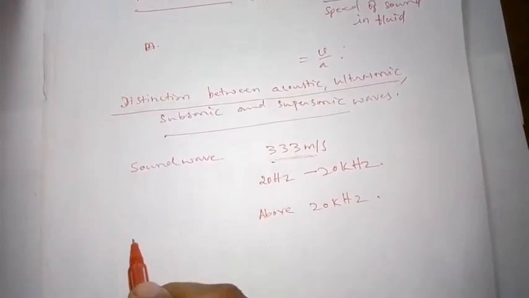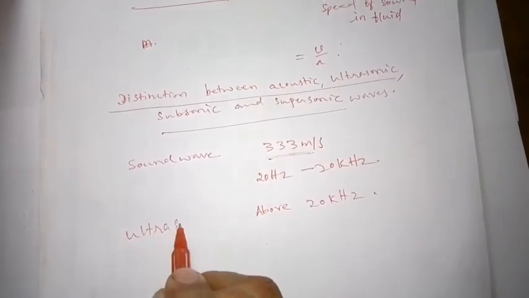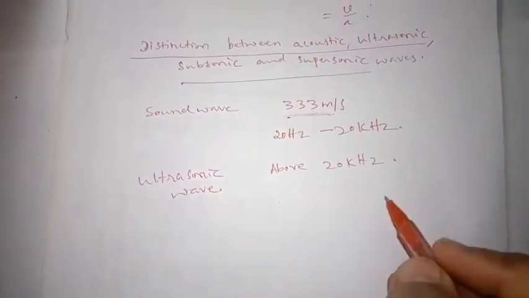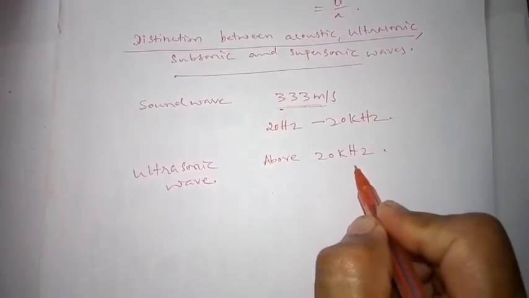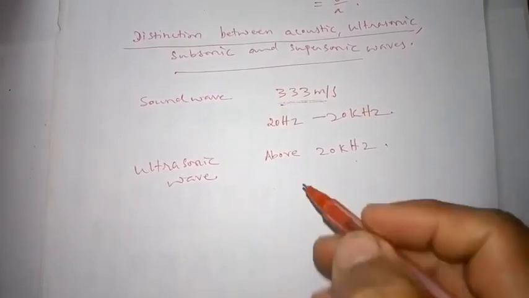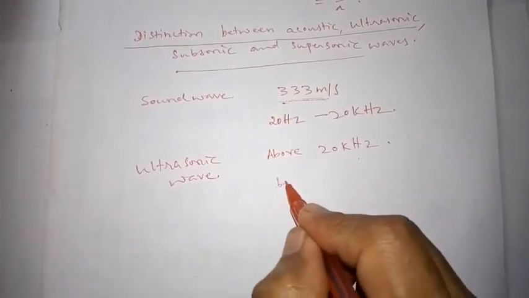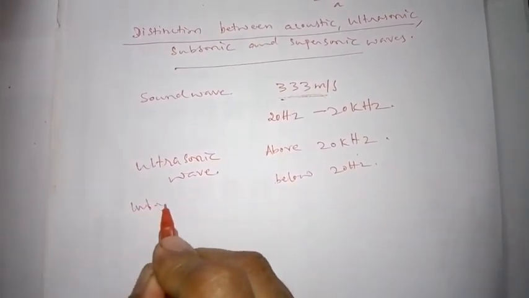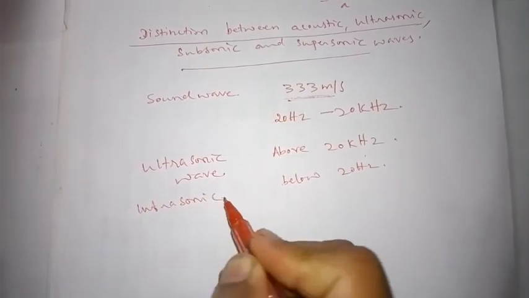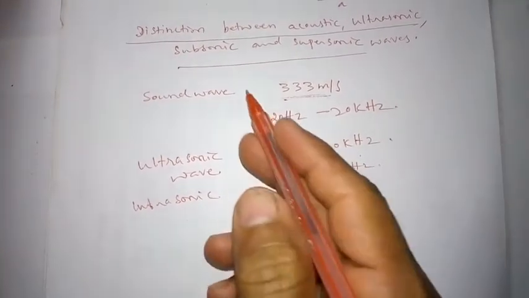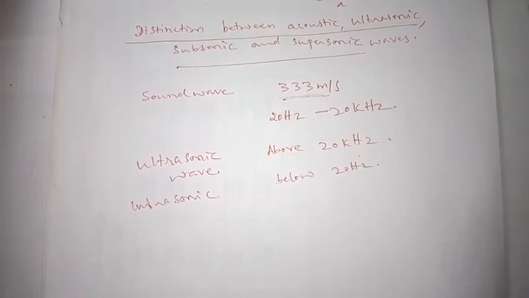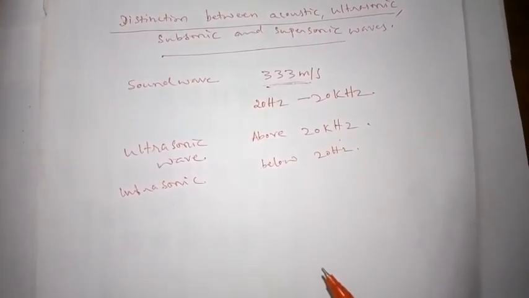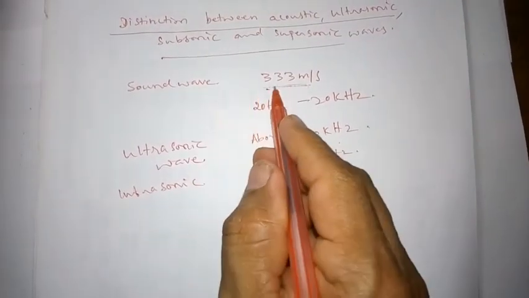The speed remains the same, there is no change in speed, but frequency above 20 kilohertz is known as ultrasonic wave. If it is below 20 hertz, there is one more classification, not so important, known as infrasonic. So this is a classification based on frequency. Now there is a classification based on velocity.